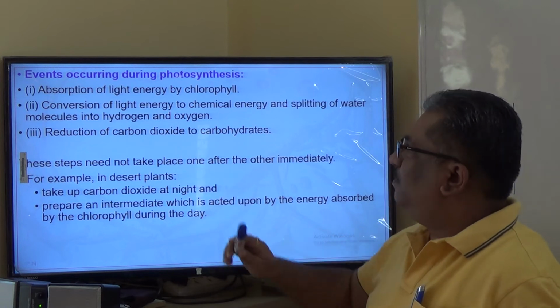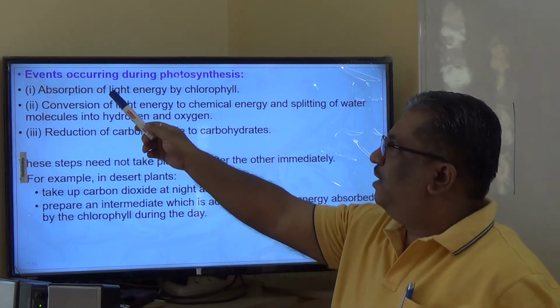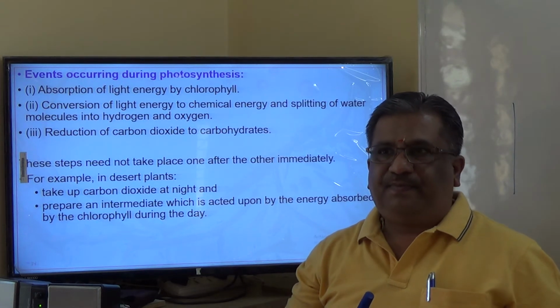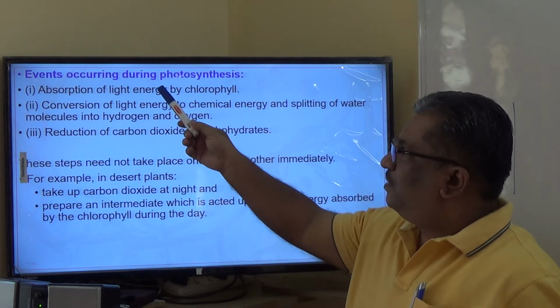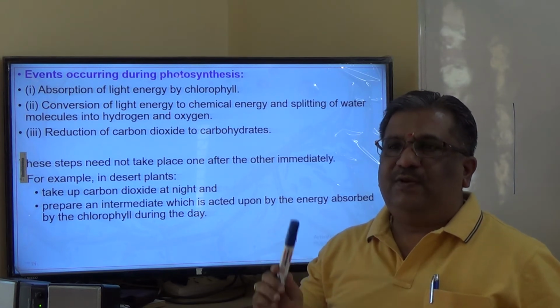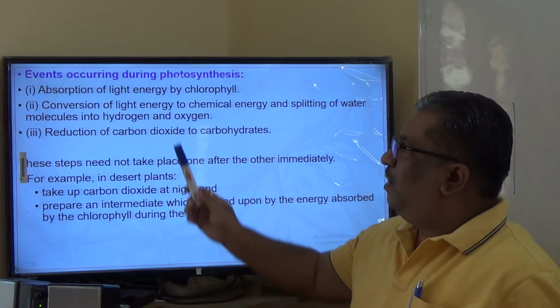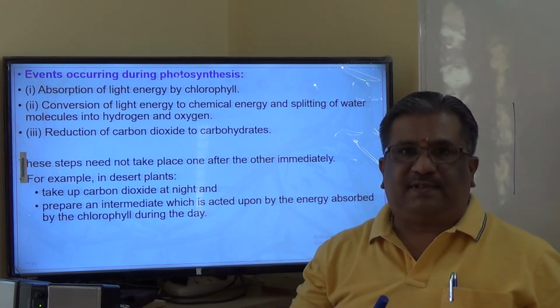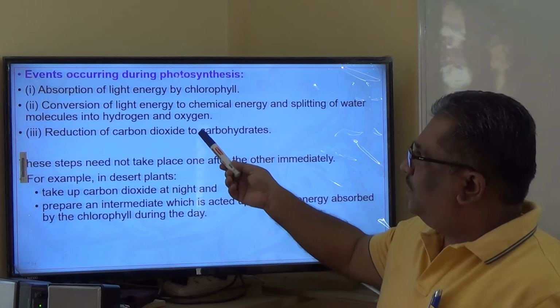Very important here: the events that take place during photosynthesis. Three events have been listed in your textbook. Generally you get a one-mark question on listing the events that occur during photosynthesis. So let us see what these events are.